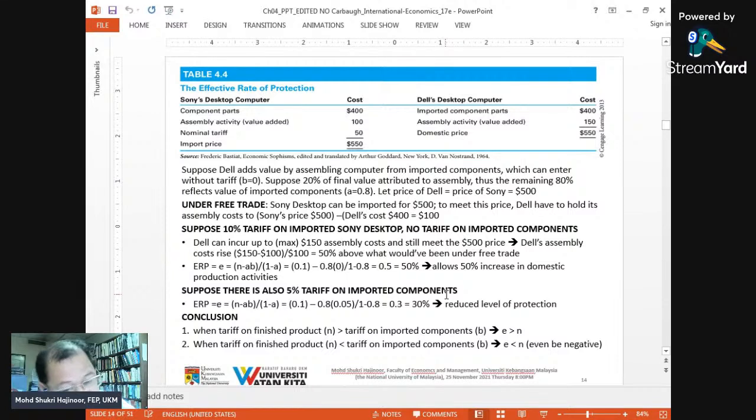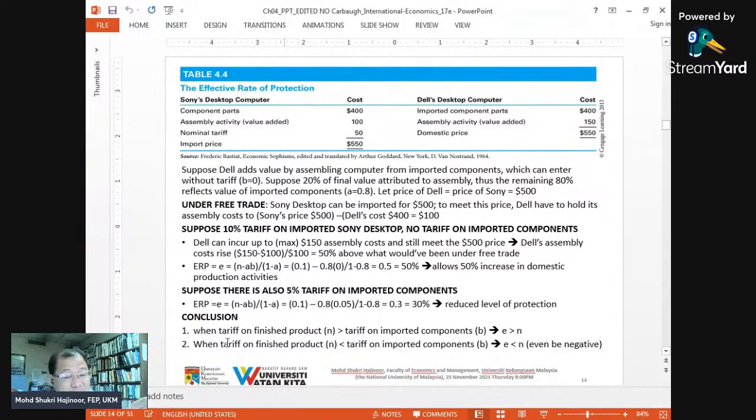So, conclusion: when the tariff on finished products, nominal, is bigger than the tariff on imported components, B, the effective rate of protection is greater than nominal. When the tariff on finished products is higher, the effective rate of protection is higher. When the tariff on finished products is less than the tariff on imported components that go inside the finished product, the effective rate of protection is lower than the nominal, than the 10%. So it depends on this. I'm not saying 10%, that was just an example. But this is the idea.